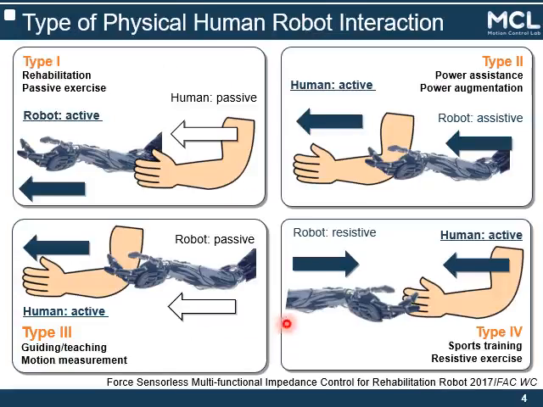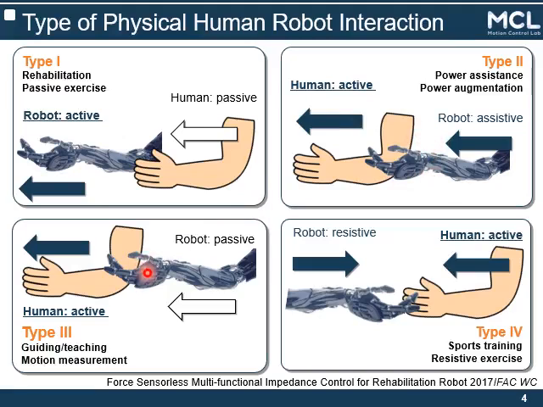To that end, I categorize the interactions between the robot and human into 4 types. In type 1, the robot moves actively and the human grabs it or is attached to the robot to make passive motion following the robot. The examples of this type are passive exercises for rehabilitation. Type 2 is for power augmentation or power assistance, where the human leads the motion actively while the robot senses the motion and assists it.